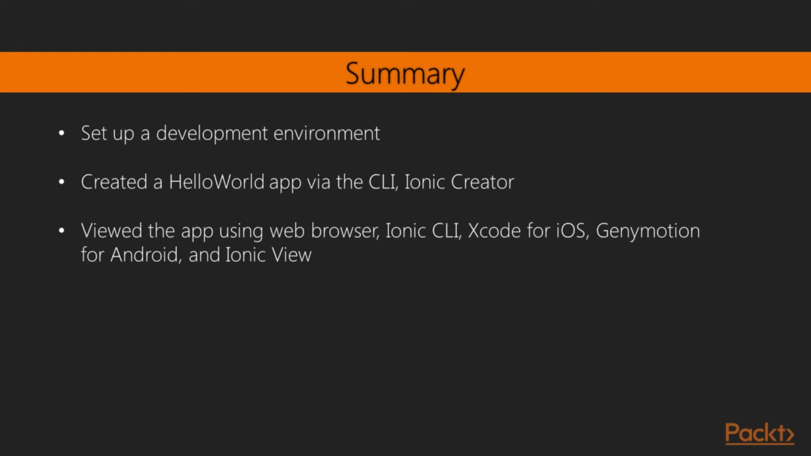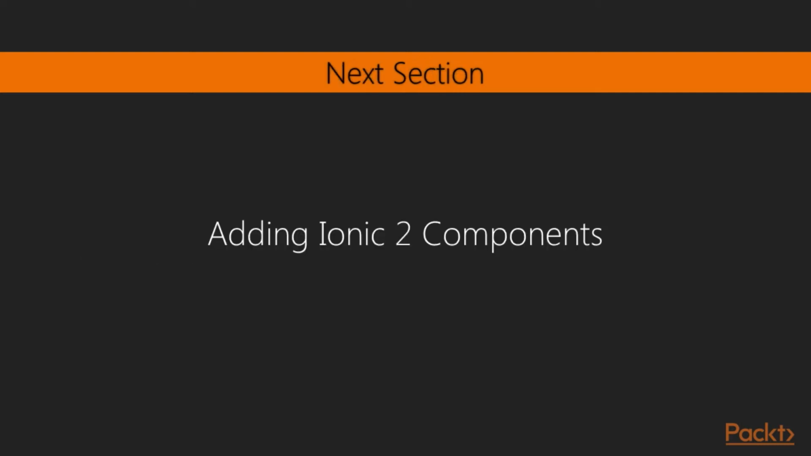In this section, we've seen a quick overview of creating our app in Ionic 2. Starting with developing our environment, we created our app via CLI and Ionic Creator. We then viewed our app using web browser, Ionic CLI, Xcode for iOS, Genymotion for Android, and finally Ionic View. Looks like we've covered most of it all. Excellent! In the next section, we'll be learning about adding Ionic 2 components. See you there.